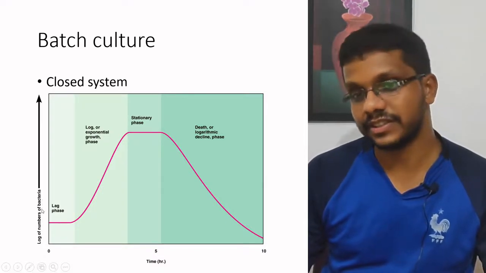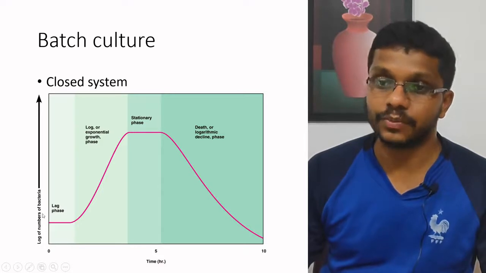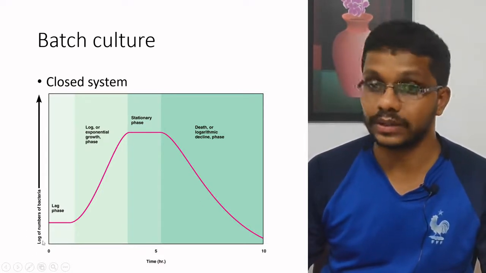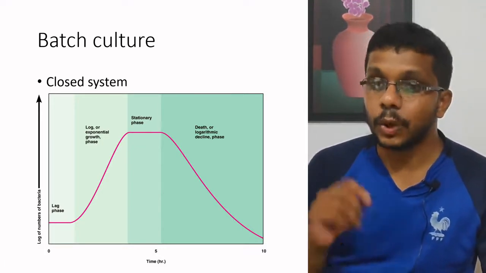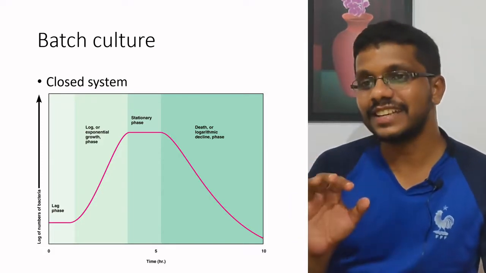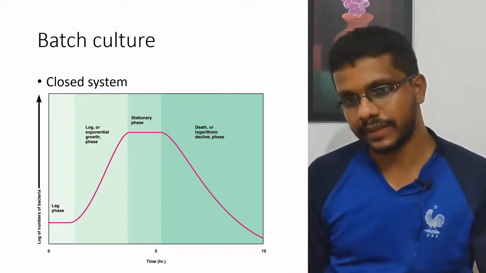If you draw a graph with just the number of bacteria, you don't get this. If you want to get this, it should be log number of bacteria. One more thing, it's actually the log number of viable bacteria, not the dead bacteria. So in this case, we are considering only the log number of viable bacteria.